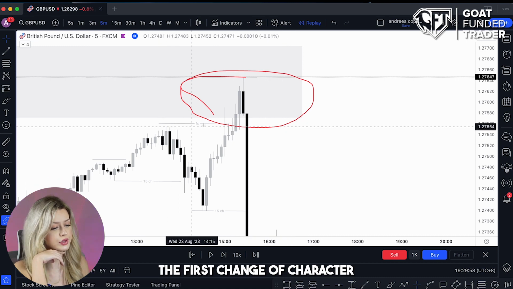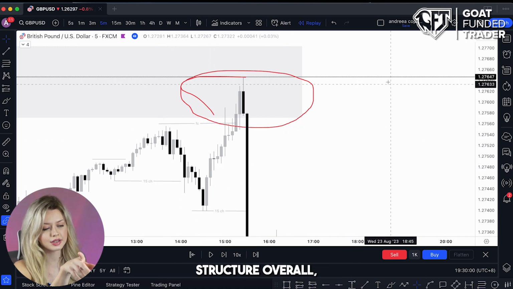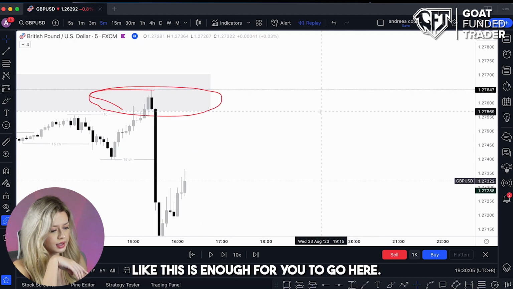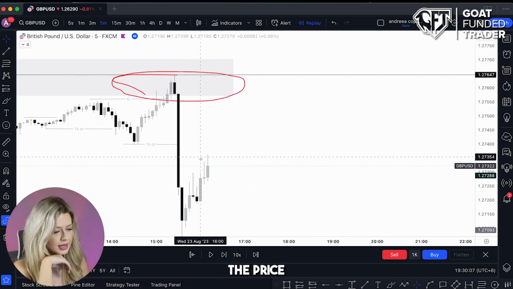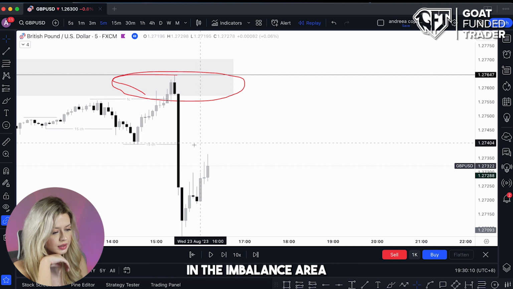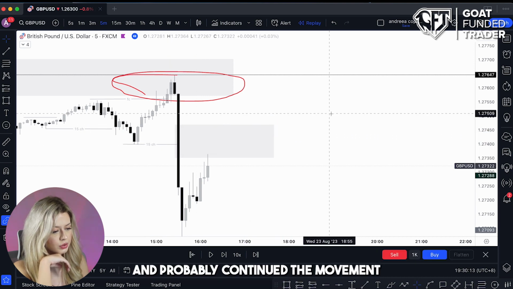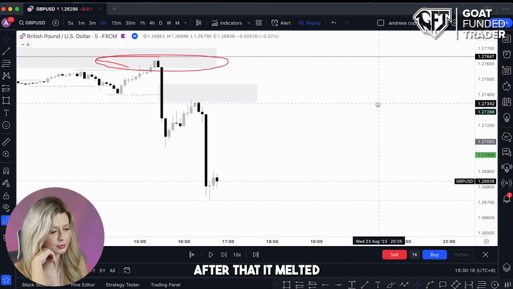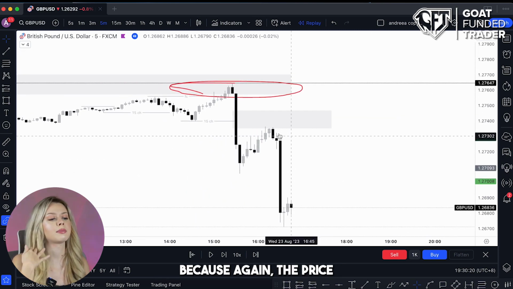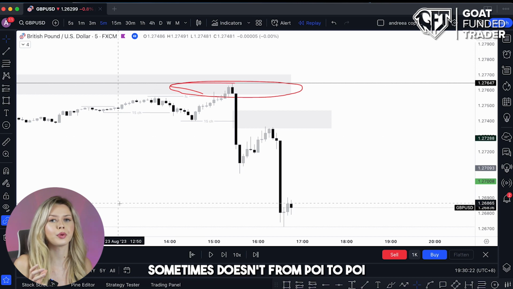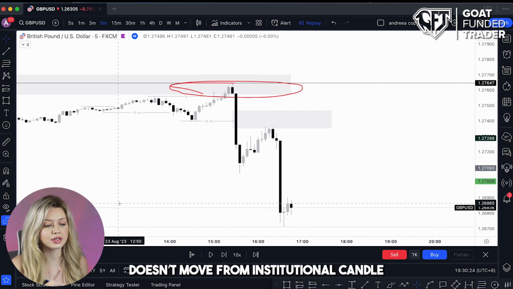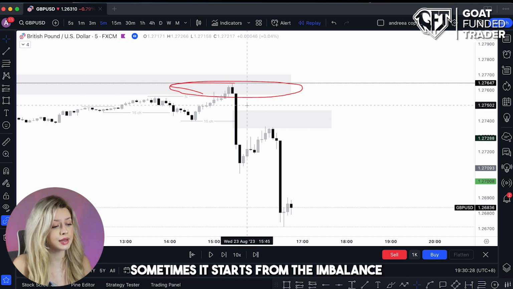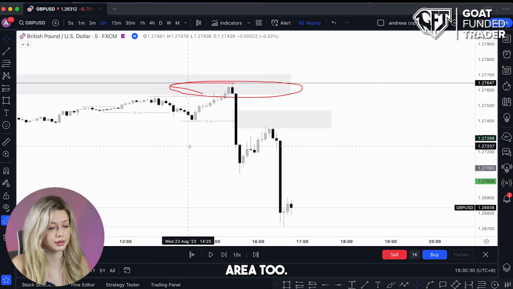However, when you saw the first change of character and you knew the market structure overall, you expected it to go bearish, so this is enough for you to go. Here, as I can see, the price turned somewhere around here in the imbalance area and probably continued the movement. Let me look for it. Yeah, that's right. After that, it melted. Because again, the price sometimes doesn't move from POI to POI, from institutional candle to institutional candle, from order block to order block. Sometimes it starts from the imbalance area too.